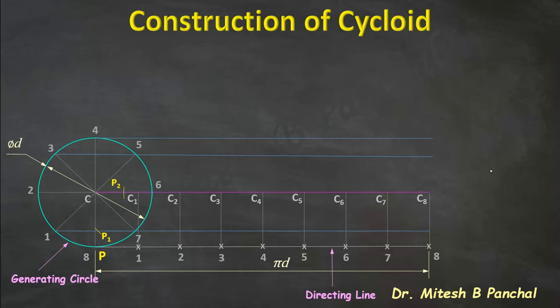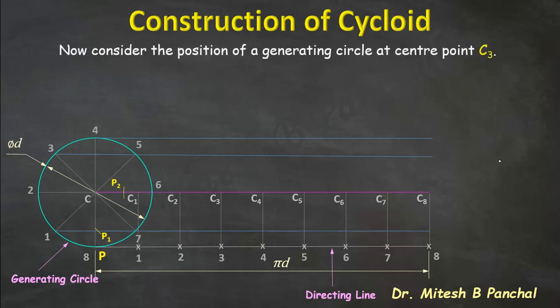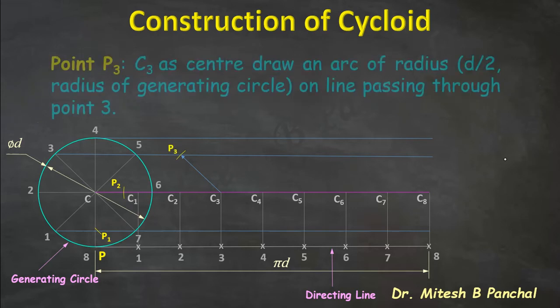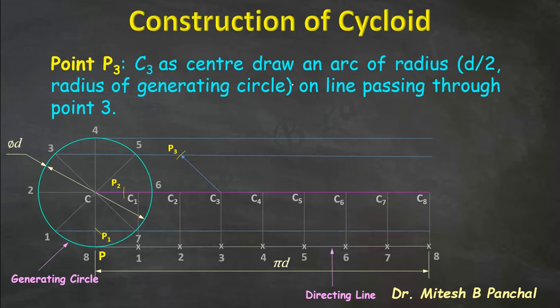that is P2. As the rolling continues, for the new position of the generating circle at center point C3, we can obtain point P3 in a similar way: C3 as a center, radius equal to d by 2, and draw an arc on the line passing through point 3. So we can obtain point P3.